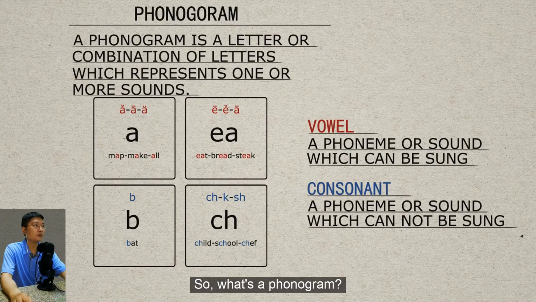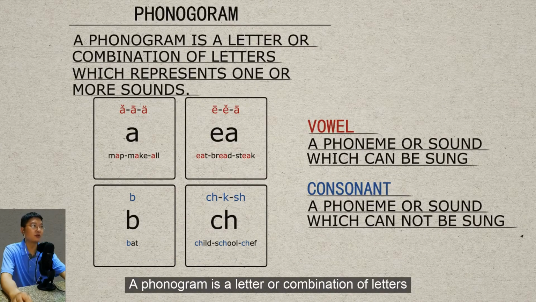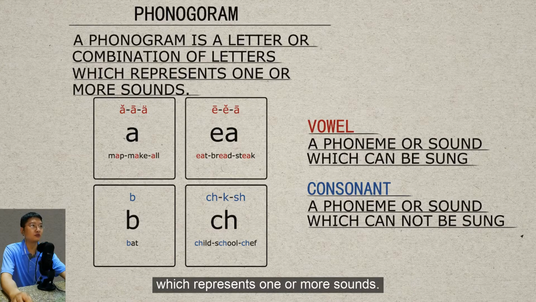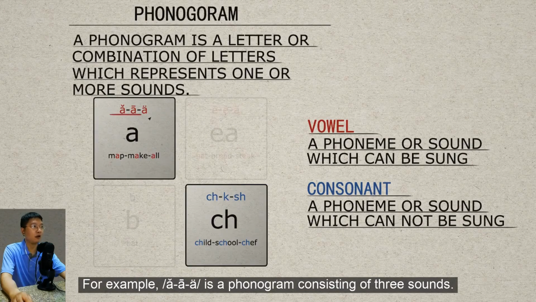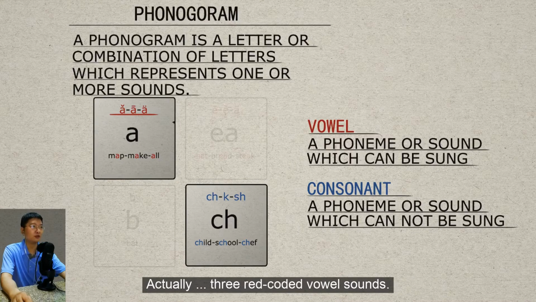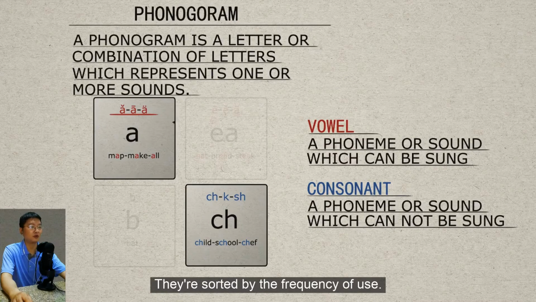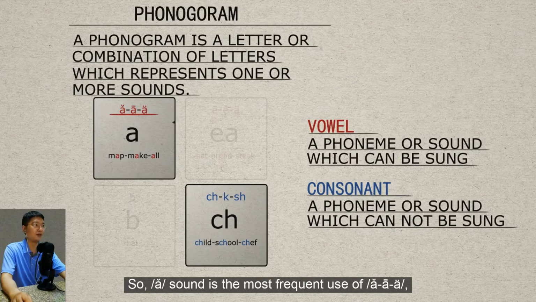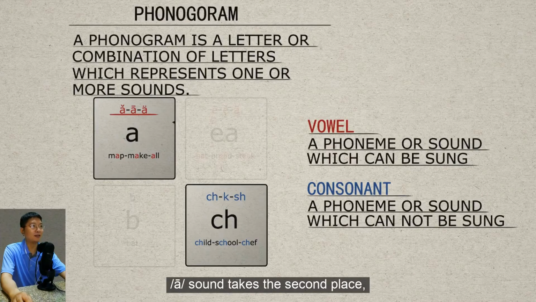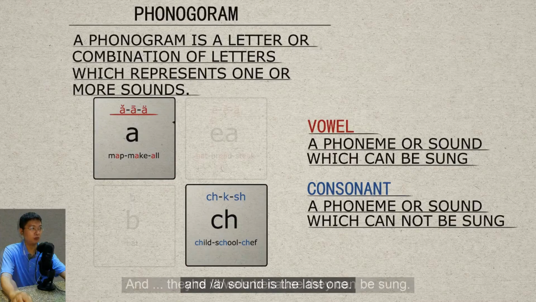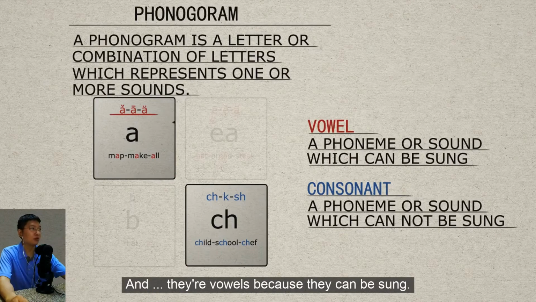So what's a phonogram? A phonogram is a letter or combination of letters which represents one or more sounds. For example, A-R is a phonogram consisting of 3 sounds. Actually 3 red-coded vowel sounds. They are sorted by the frequency of use. So the first sound is the most frequent use of the phonogram, the second sound takes the second place, and the third sound is the last one. And they are vowels because they can be sung.